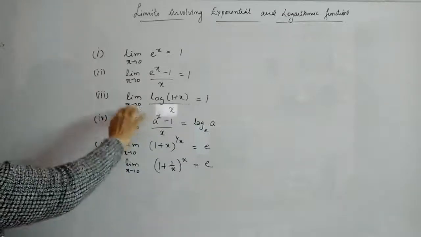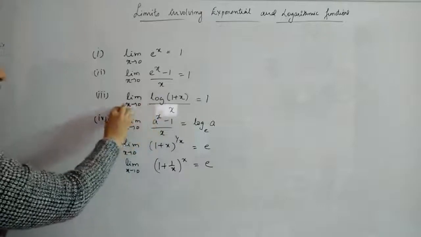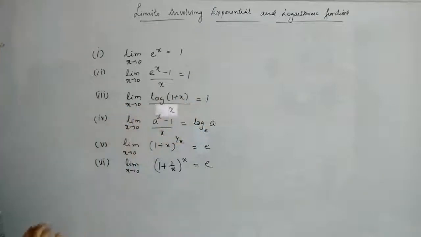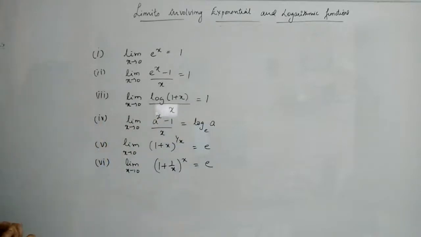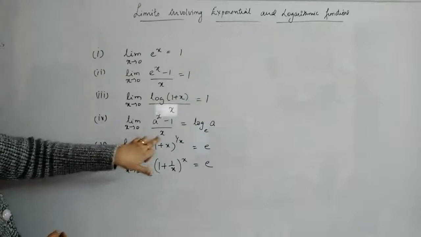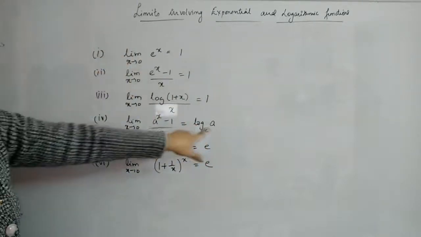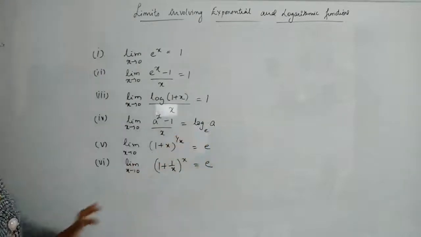So that is also okay. X tends to 0 is okay even if you are not writing 3x tends to 0. But here it should be the same, and the limit value is 1. Fourth one is limit x tends to 0, a raised to x minus 1 divided by x is equal to log a. Since we are discussing all the logs which have the base e, that's why this log a is to the base e.